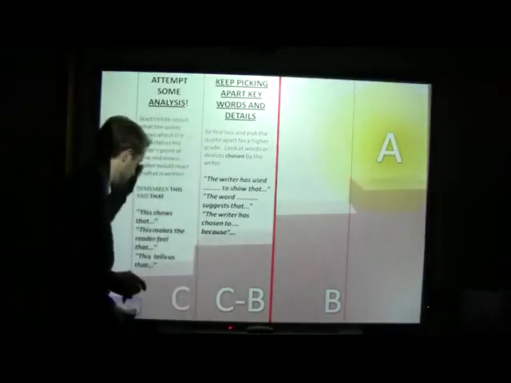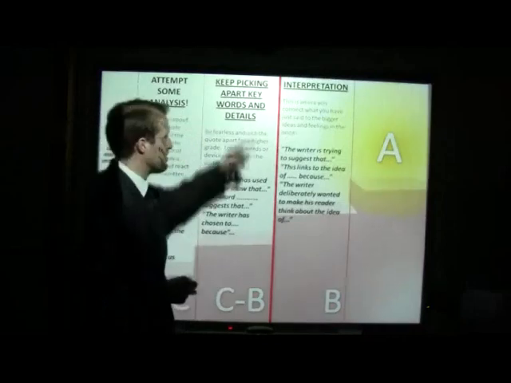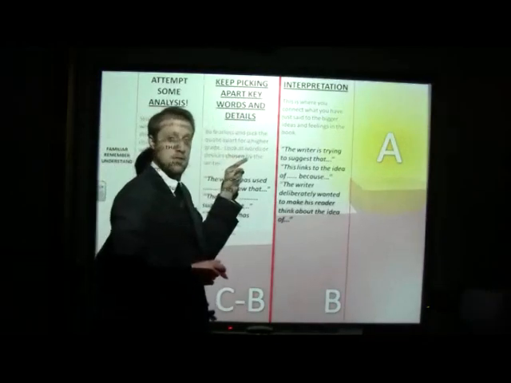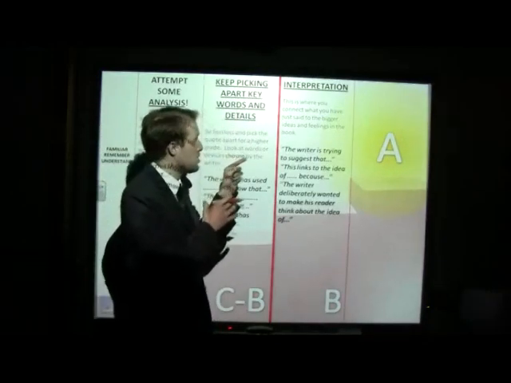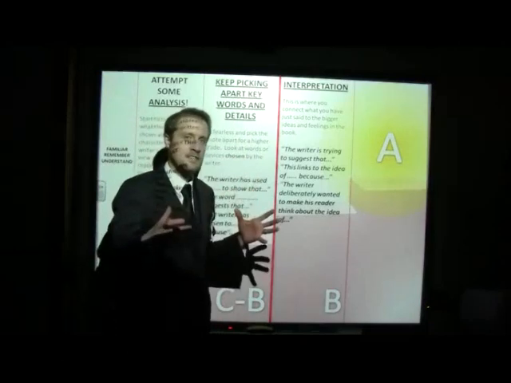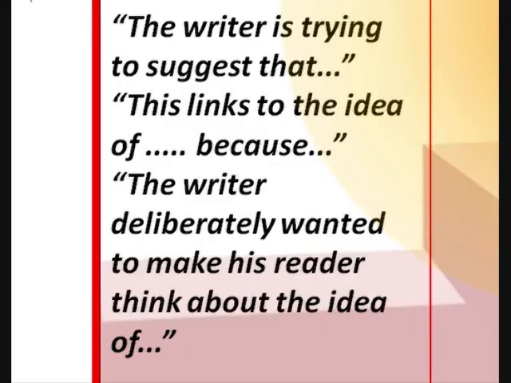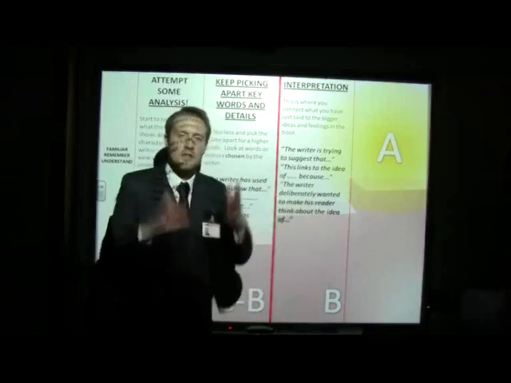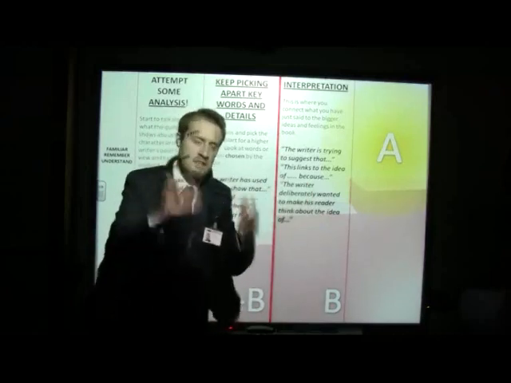You are ready to start interpreting. This is where you connect what you've just said in your quotation, and you're connecting that idea to the bigger feelings and ideas in the book. So you're going to use sentences like, the writer is trying to suggest that, this links to the idea of, because the writer deliberately wanted to make his reader think about the idea of. And you've got to ask yourself, what are the main themes in the book?